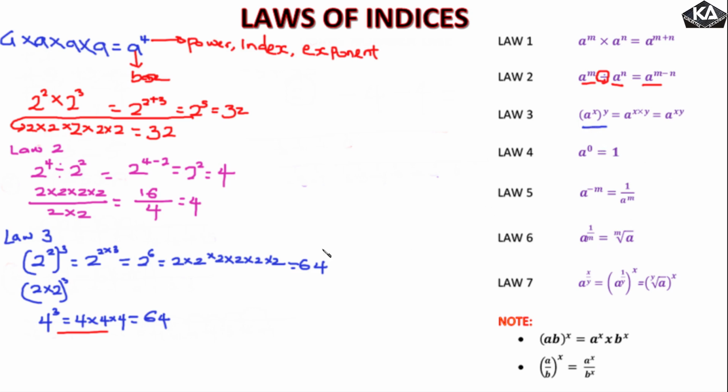Now, then you have 2 raised to power 2 in bracket raised to power 3. You multiply the powers together, 2 times 3, that's 6, and you get your final answer.